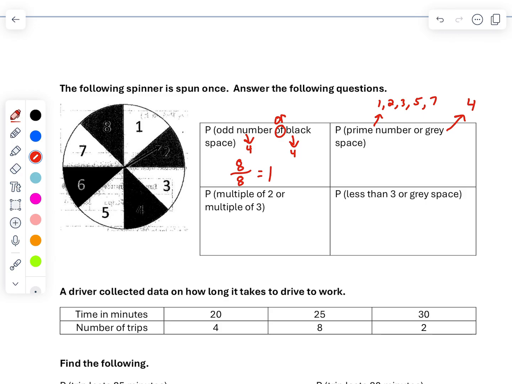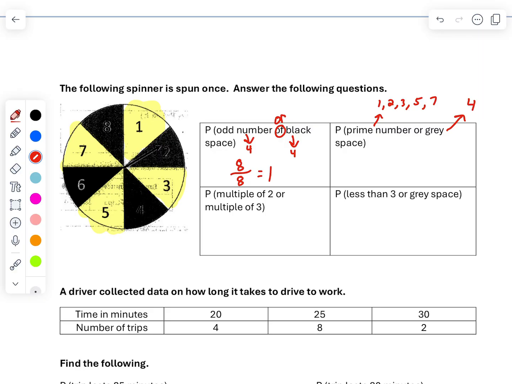Let's look over to the left here. Notice that the number 1 here is a prime number and it's on a gray space. The number 3 is a prime number and on a gray space. The number 5 is prime and on a gray space. And the number 7 is prime and on a gray space. They are called overlapping events. When we have an overlapping event, we have to subtract out the number of overlapping events we have.